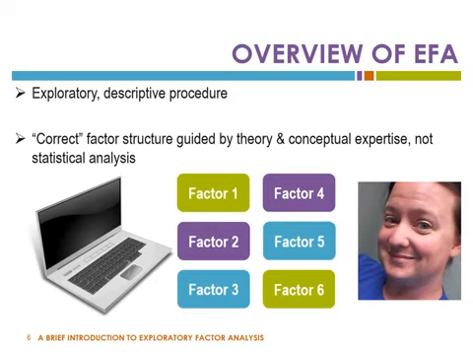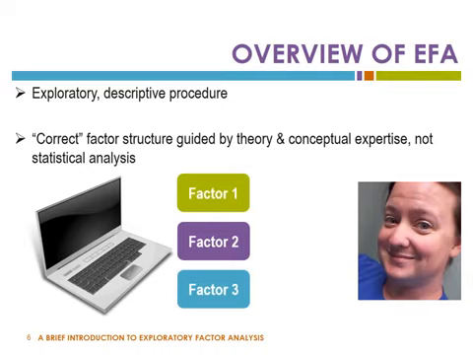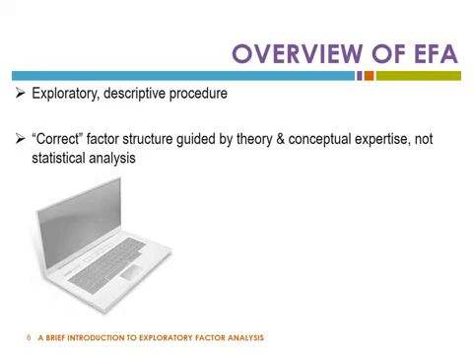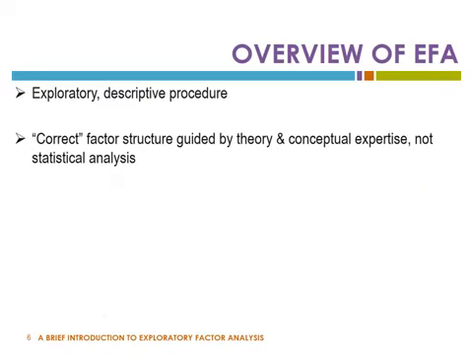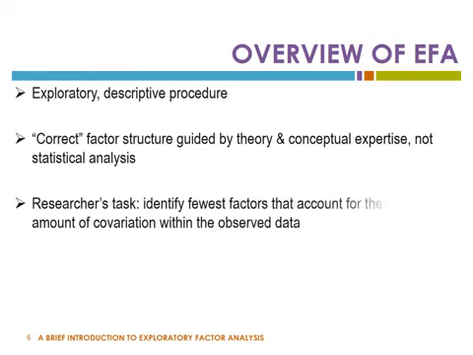One of the guiding tenets of science is parsimony. This means that, as scientists, we should always look for the simplest way to explain and present information. Within the context of EFA, this means we want to identify the fewest number of factors necessary to explain the maximum amount of covariation among the item responses as possible.